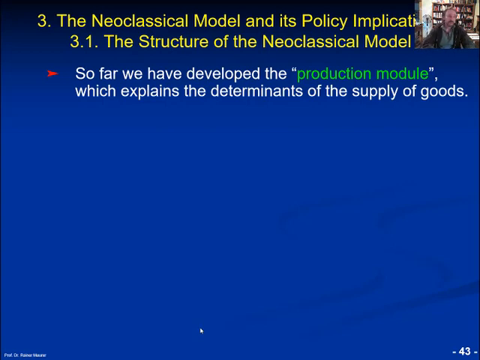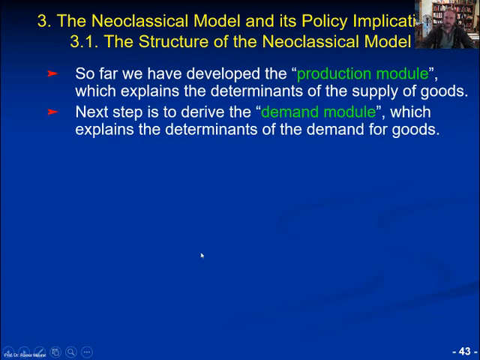So far we have developed the so-called production module of the neoclassical model, which explains the determinants of the supply of goods. The next step is now to derive the other side of the economy, the so-called demand module, which explains the determinants of the demand for goods.